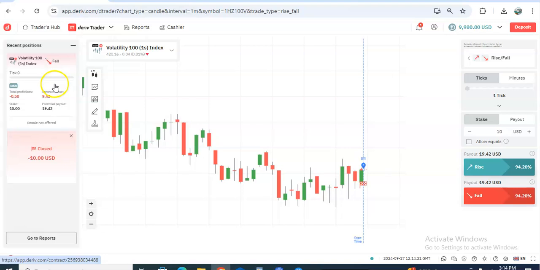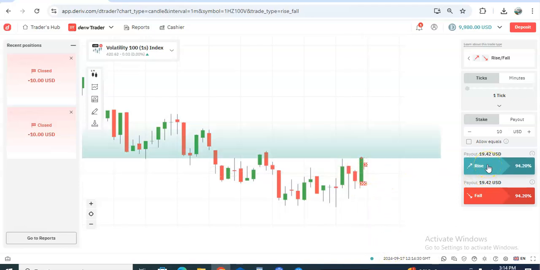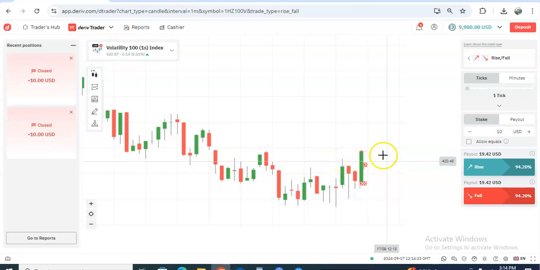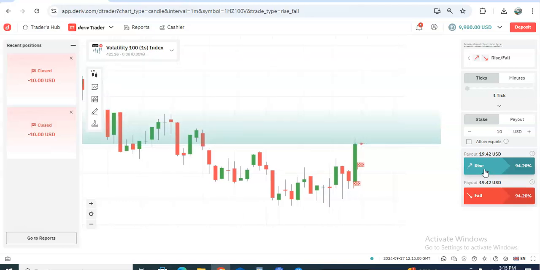So let me see this one. Although it's a green area, so it's a rise. So let's wait. We are going to wait the next candle. Let's wait. I'll show you. Just be patient. Okay, let's wait this one.